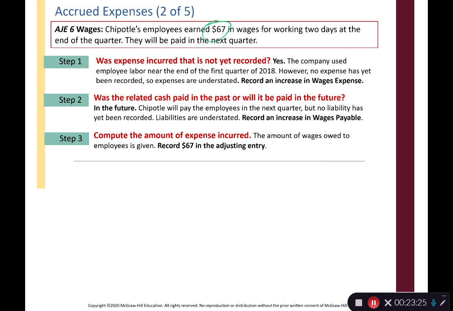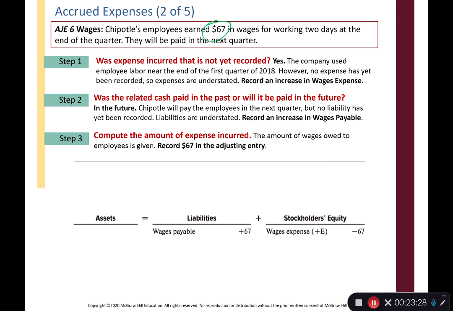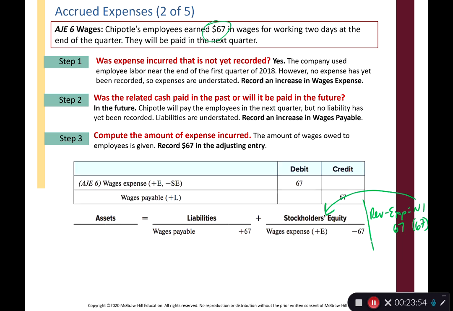So to record our adjustment, we first think in terms of A equals L plus E. We've used the employees, so we have to record an expense for the amount we owe them, $67, which makes net income go down and equity go down by that amount. And then we haven't paid them, so we have a liability, wages payable, which also is going to go up because we owe them more money. Converting that to debits and credits, we debit the expense and credit the liability because that's what our conversion guide tells us to do. And then we post.